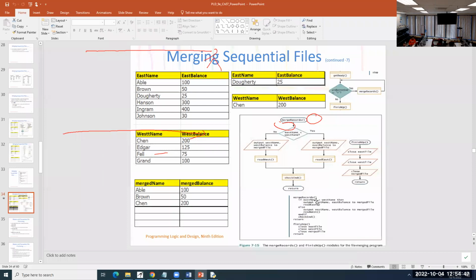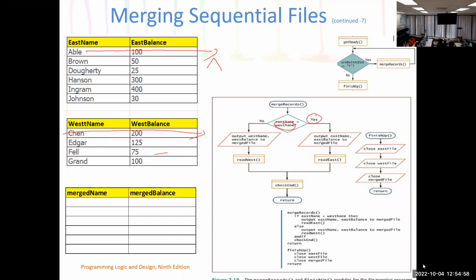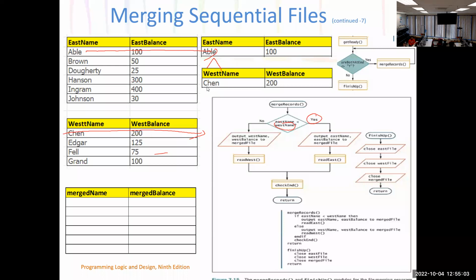Now, come back to this one. So see, it compared here. Read the first Ibo, read the first Chan, and compare: Ibo is less than Chan. That means you have to write Ibo into the file. That's why you write Ibo here. So see, when you're done with the Ibo from this one, you have to read this one and compare again, right? Once it's read, that means you move to the next one here. Now you move to Brow. Brow is still less than Chan here. That's why you write Brow here.